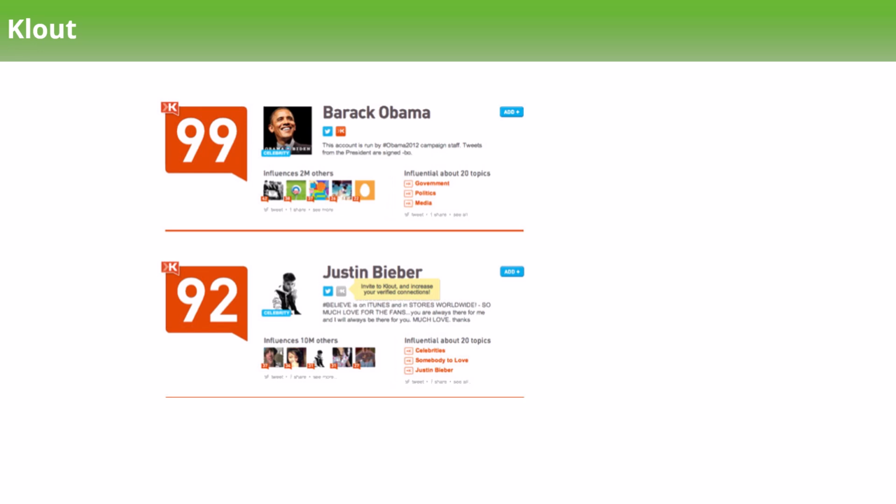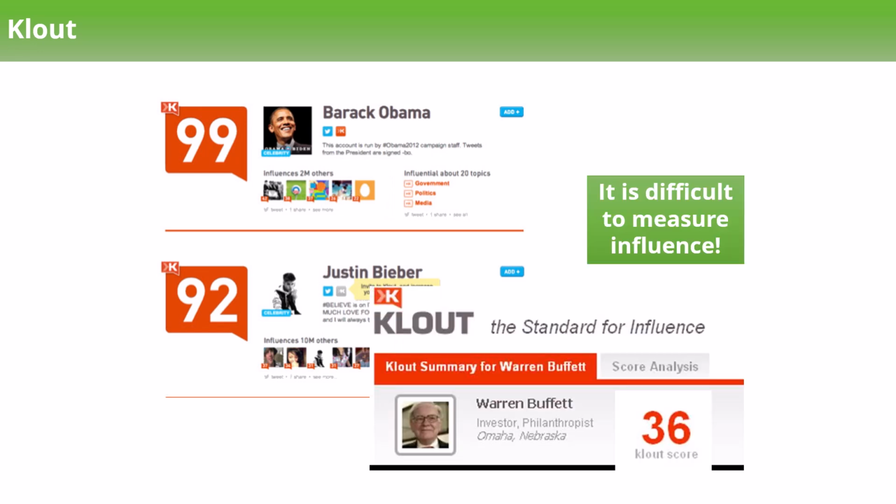It is difficult to measure influence. Measuring influence is not as simple as counting the number of friends. A person may have many connections, but that does not necessarily mean that the person is highly influential. So we need mathematical measures to identify influence in a network.